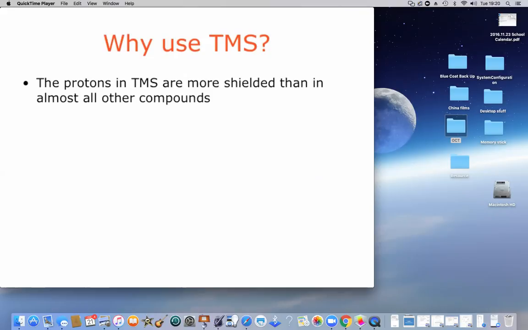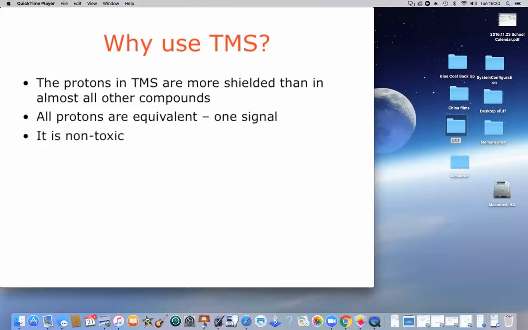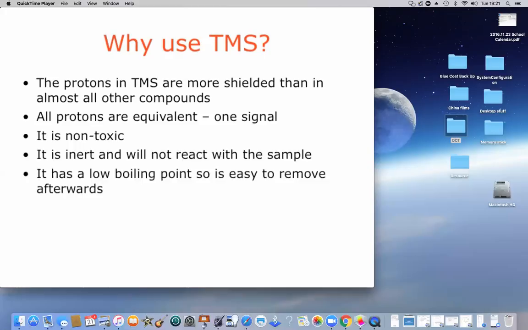It will make more sense when we get there. So it's a good starting point, a reference for protons and all of their environments. In TMS, all of the protons are equivalent, so you only have the one signal. It is non-toxic and chemically inert, so it's not going to react with the sample and change it into something else. And it's quite volatile, so you can remove it from your sample afterwards quite easily. That's the reason why we use TMS as our reference.